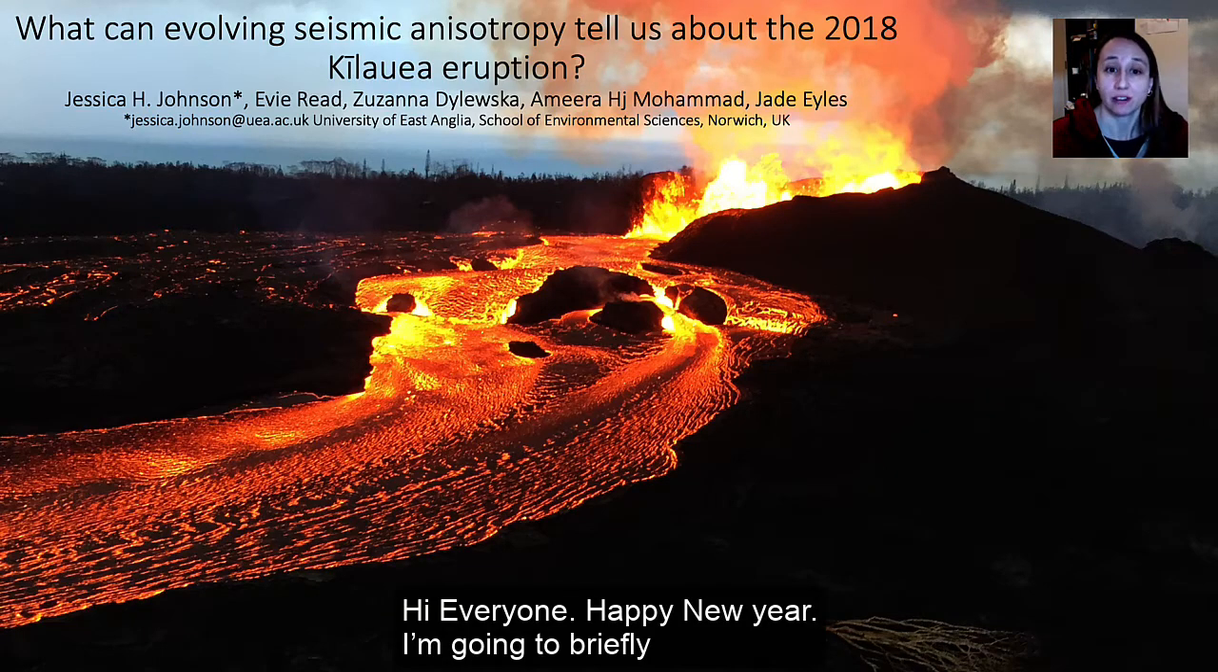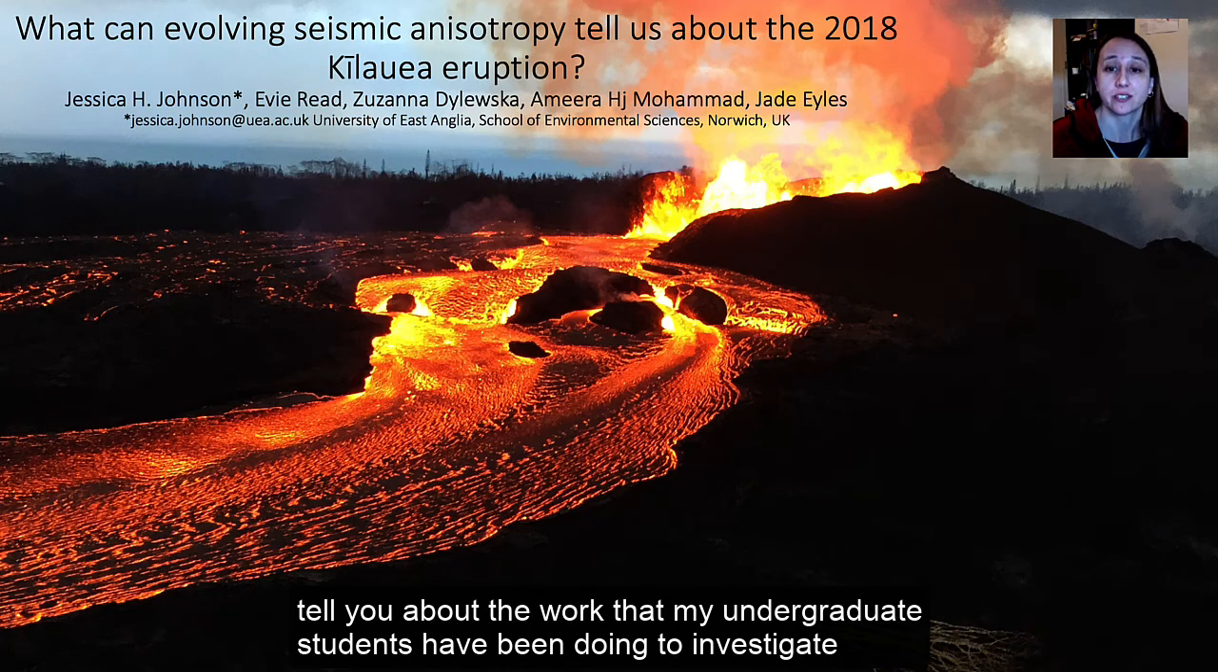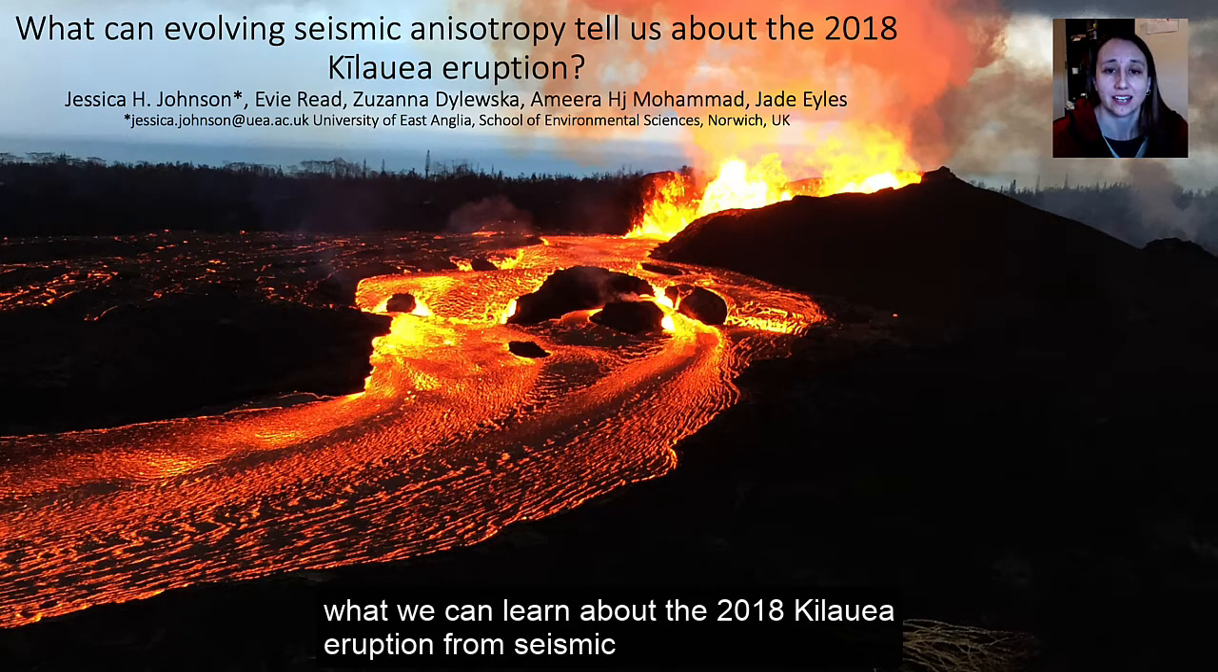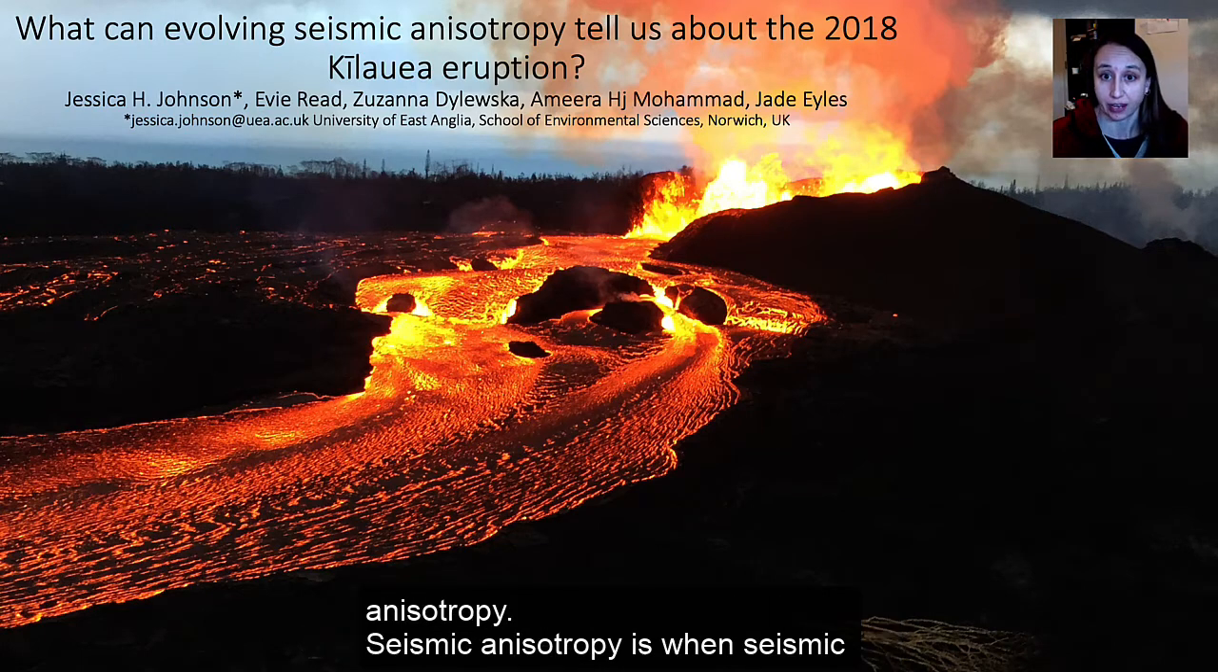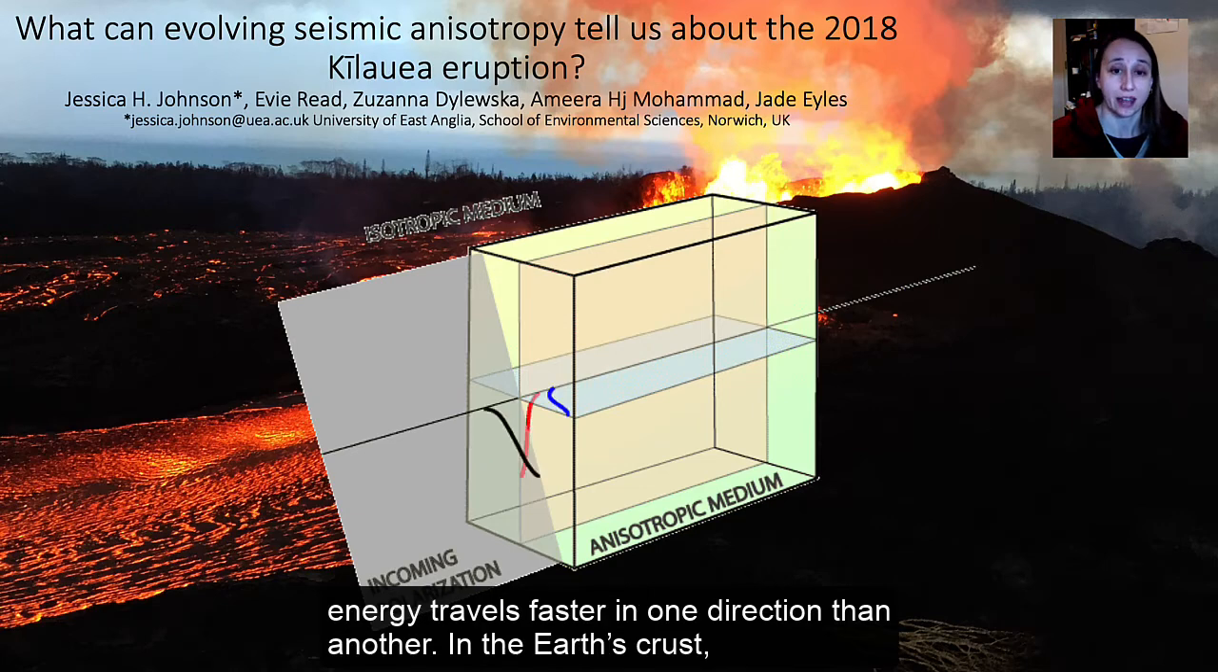I'm going to briefly tell you about the work that my undergraduate students have been doing to investigate what we can learn about the 2018 Kilauea eruption from seismic anisotropy. Now, seismic anisotropy is when seismic energy travels faster in one direction than another.